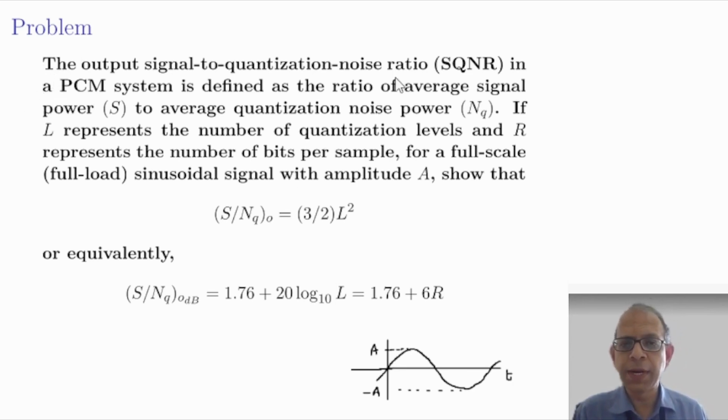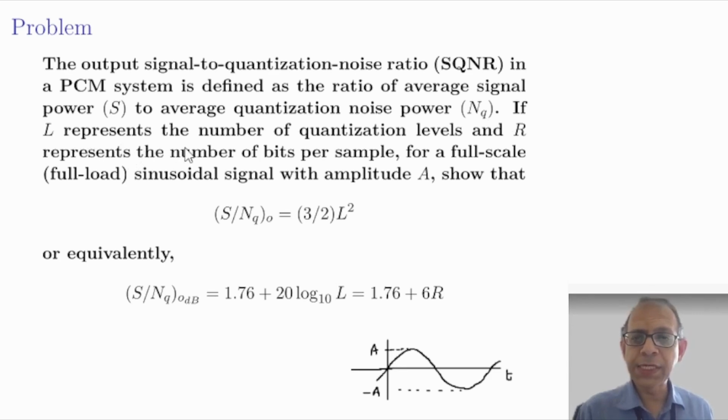The problem statement is as follows. The output signal to quantization noise ratio SQNR in a PCM system is defined as the ratio of average signal power to average quantization noise power. So this is the definition of SQNR.